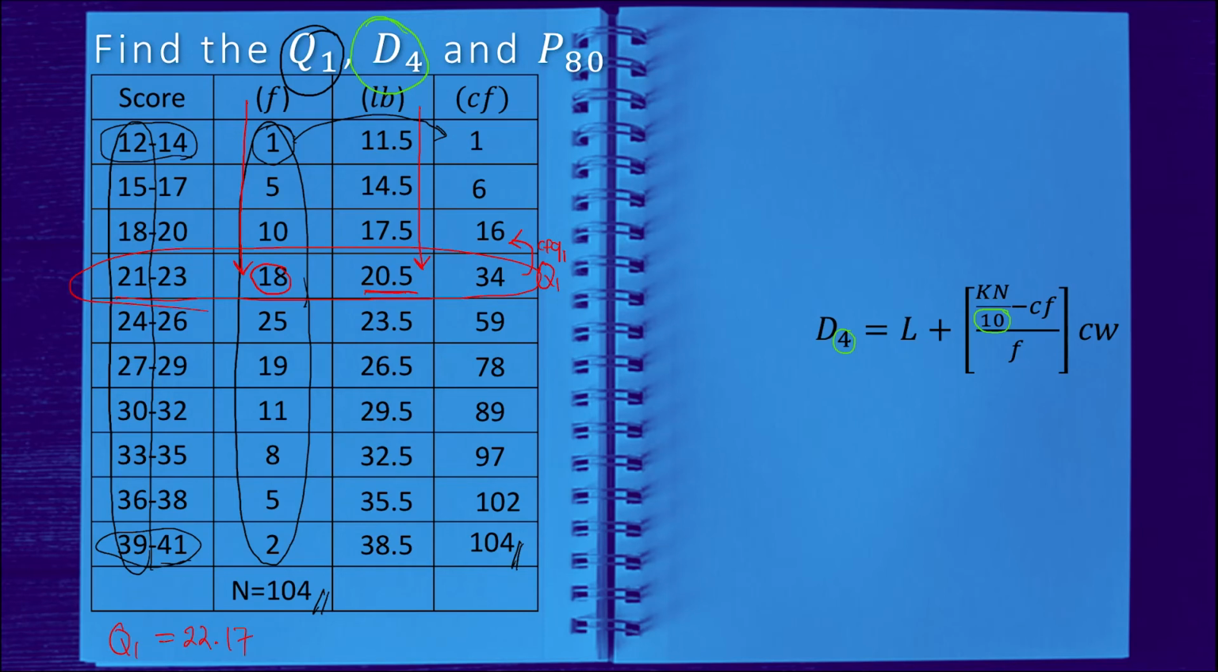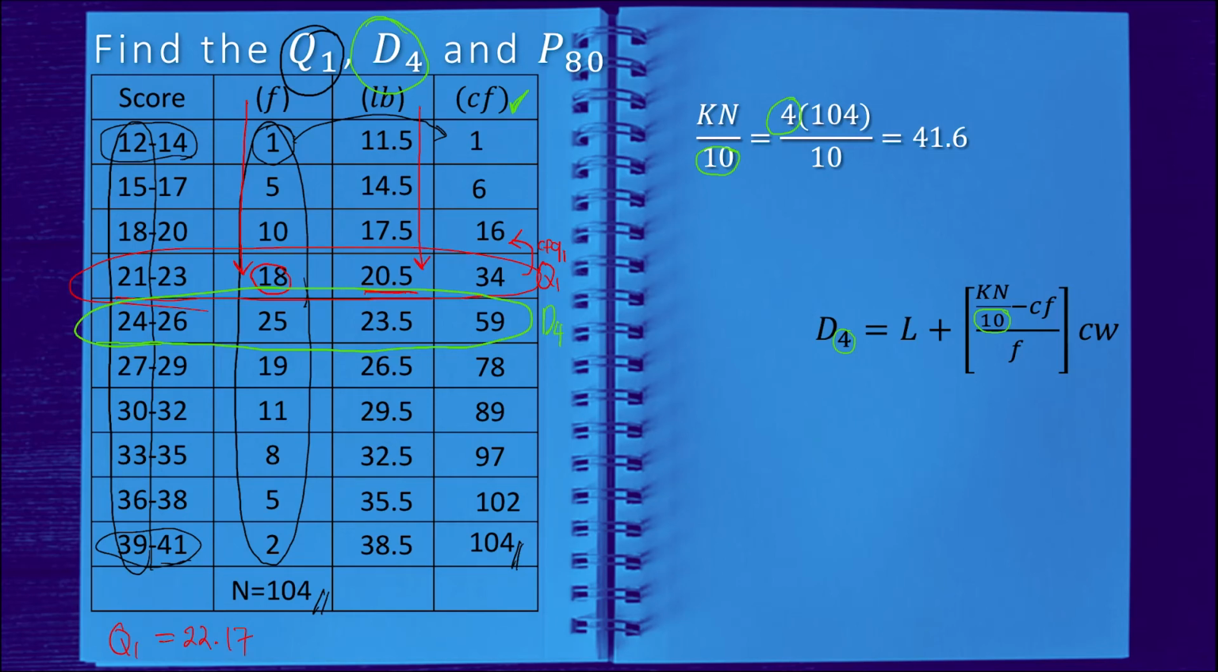Next, locate na natin yung D sub 4. Gamit tayo ng Kn over 10. Ayan, yung I natin napalitan ng 10. At yung K natin is yung 4. Okay, 4 times 104 divided by 10 is 41.6. And si 41.6, yan siya nakabilong dito sa 59. Ulitin ko lang po ha. Nag-locate tayo using the cumulative frequency. That is D sub 4.